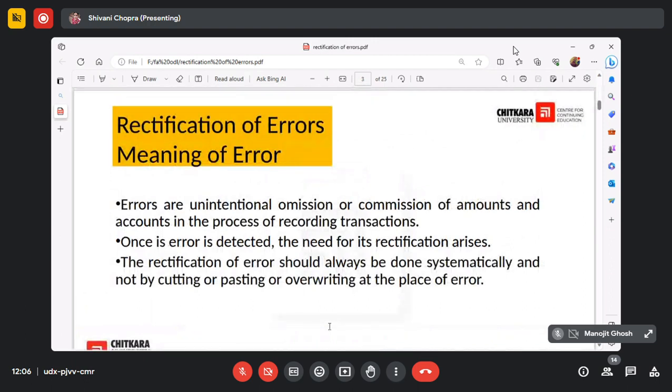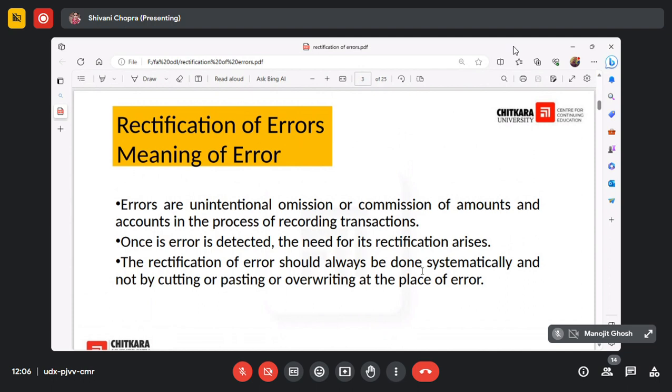So for that we need to understand what we mean by an error. We know that there is an error when the debit side is not matching with the credit side. That's the time when we will say that there is an error. But what do we mean by error?